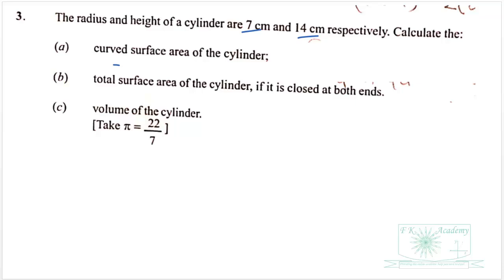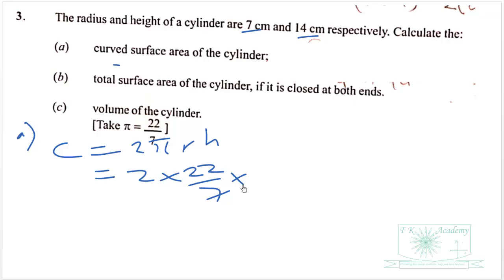So recall that the curved surface area of a cylinder is given by 2 pi rh. So 2 times 22 over 7 times r, which is 7, times 14. And this will simplify to 2 times 22 times 14. And that will give us 616 centimeters squared.